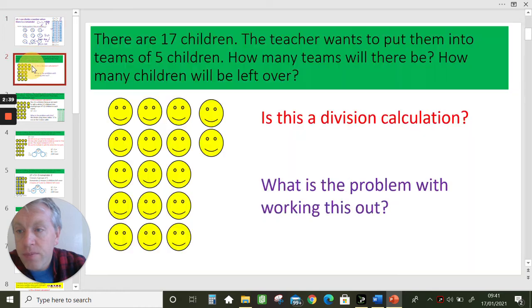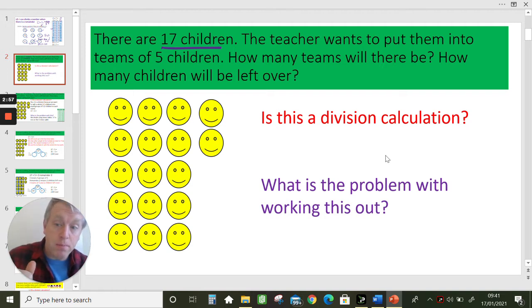Okay, so here's our question. There are 17 children. I've drawn these smiling faces to represent the children. The teacher wants to put them into teams of 5 children. That doesn't mean 5 teams. It means each team has got to have 1, 2, 3, 4, 5, and that's 5 children in a team. How many teams will there be? How many children will be left over?